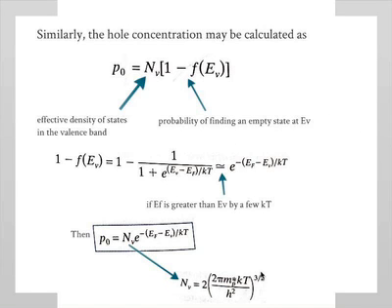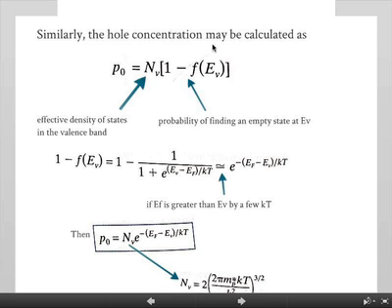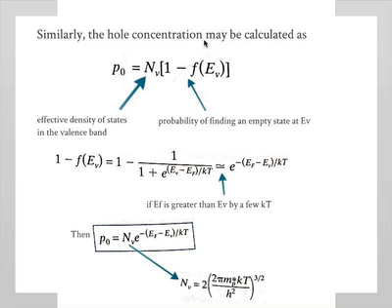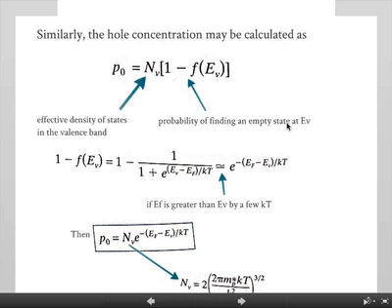Now, so far we have only calculated the electron concentration. So how do we do the hole concentration? Again, it's straightforward. We have an analogous expression. Essentially, we have an effective density of available energy levels at the top of the valence band, which is NV, multiplied by the probability that the top of the valence band is unoccupied, because it's a hole. So it's 1 minus the Fermi distribution at EV. So it's the probability of finding an empty state at EV.